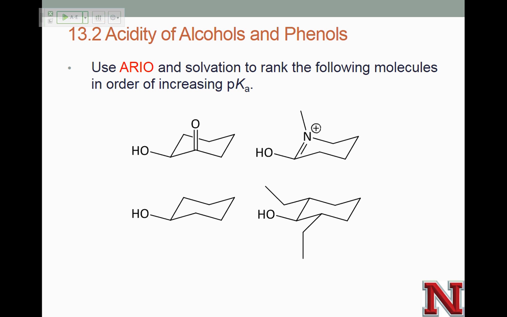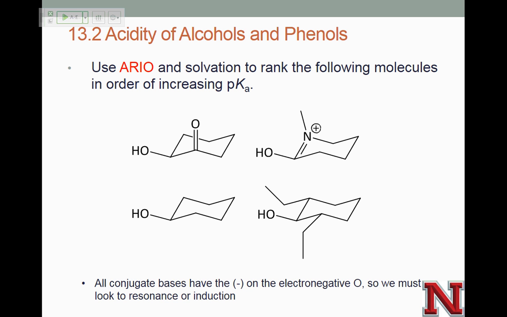So looking at these examples, if we're ranking these molecules in order of increasing pKa, remember increasing pKa is going to be most acidic to least acidic. First thing, all of our acidic protons in all of these examples are on oxygen, so our atom is always going to be oxygen. We don't have any difference. We have to look further than that, they're all going to be on the oxygen.